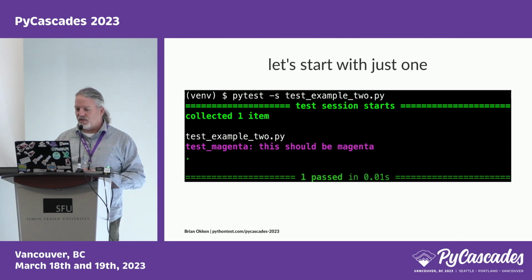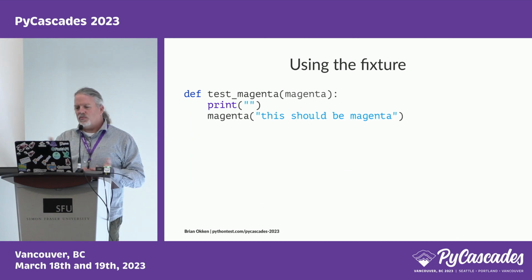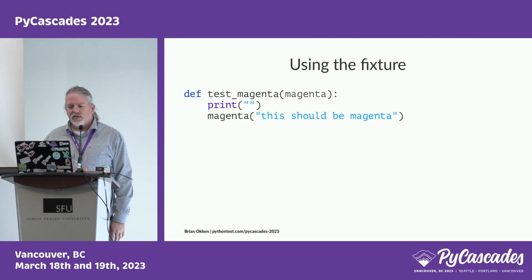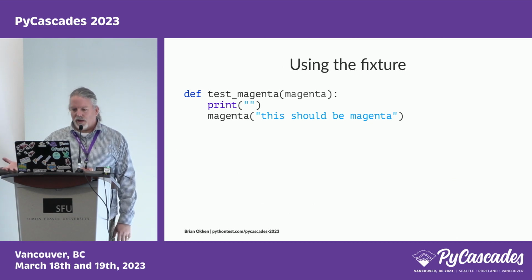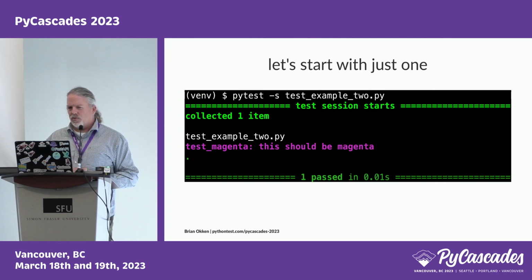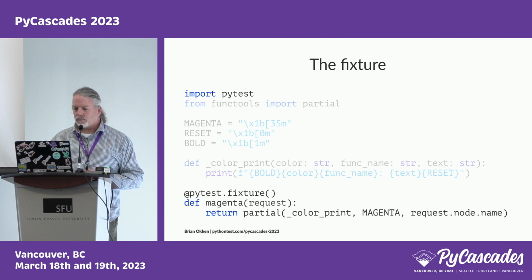So here's our magenta statement. This is nice. But it also shows test magenta. So this is what it looks like in action. I've got a test magenta function, and it's using the magenta fixture, and it's using that as a function. So it's obviously getting that function object from somewhere, and it's passing in "this should be magenta." But the output actually also shows the function name, so we're going to have to do that somehow also.